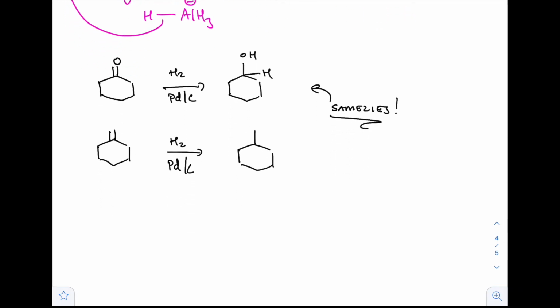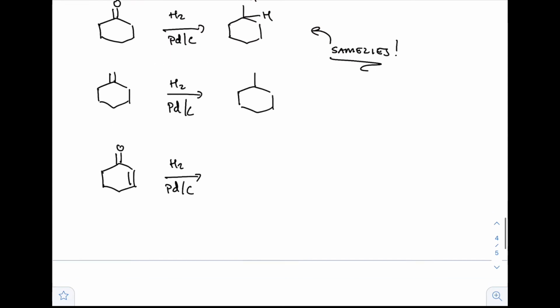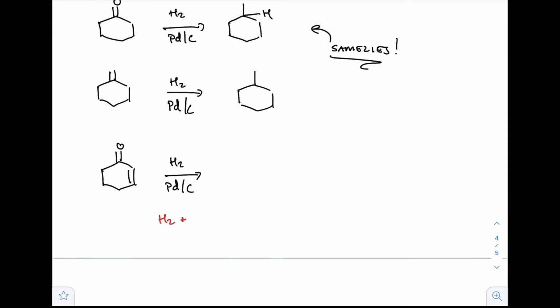So pretty straightforward. We love when you can just write samesies for reactions. Same thing, we don't have to worry about it. It's really the same mechanism as well. The tricky thing is, let's say we have H2 palladium on carbon with a ketone and an alkene in the same molecule. What's going to happen? Well, it kind of depends. So let's say we have H2 and palladium on carbon with 1 or 2 equivalents.